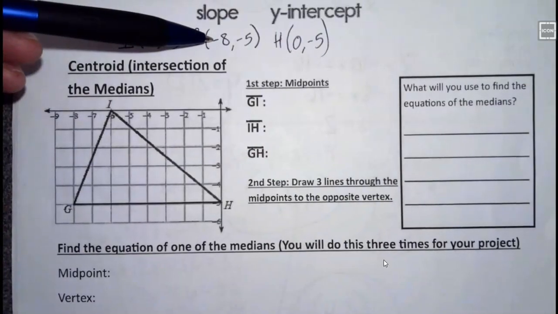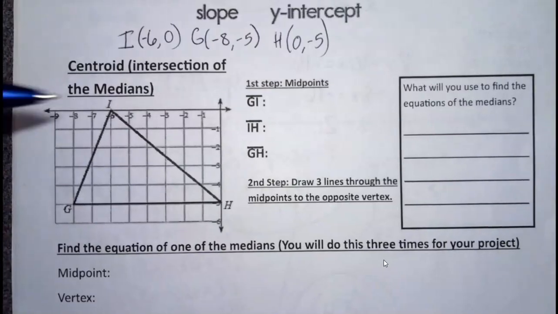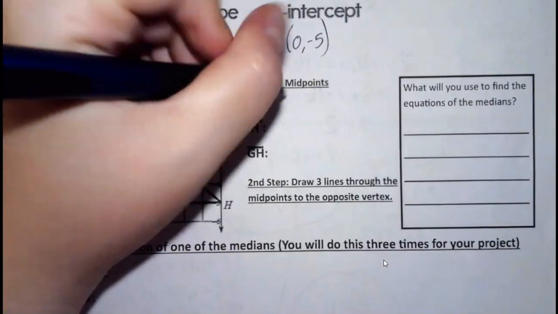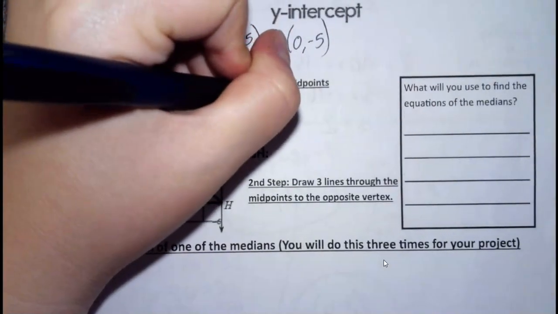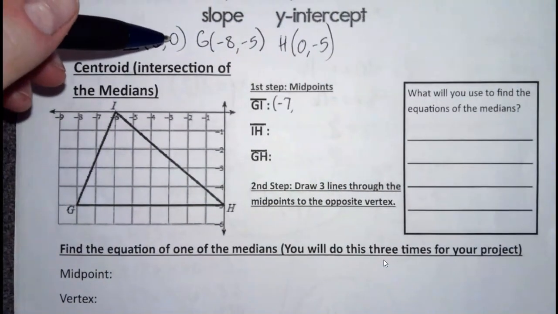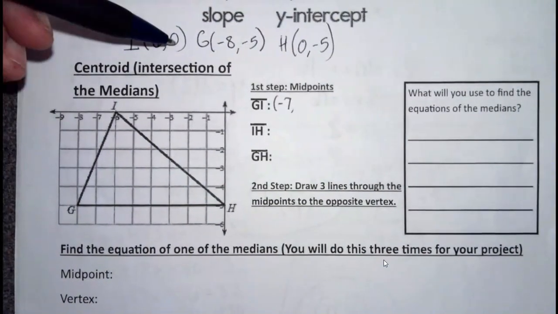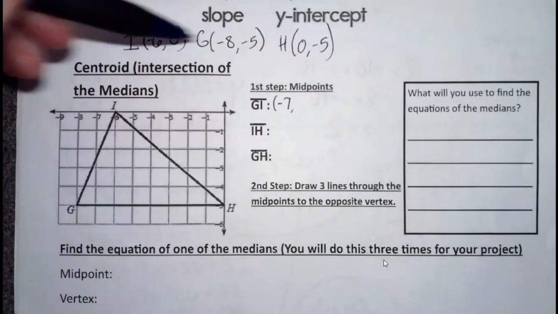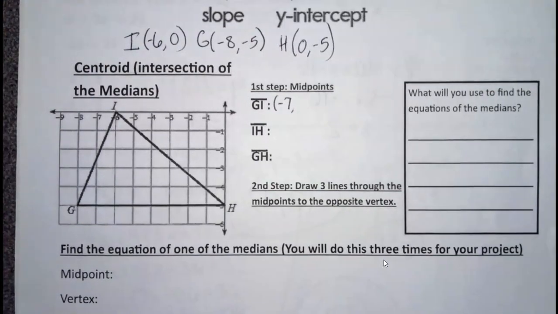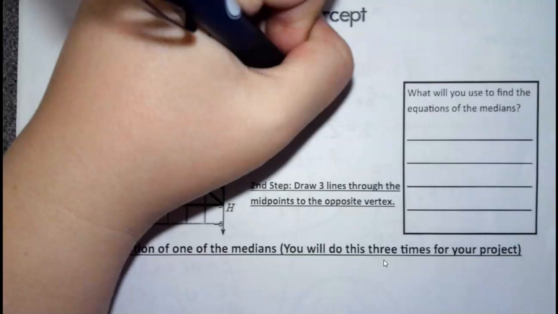All right, so for the midpoint formula, if you're trying to find the midpoint of IG, you'd add -6 and -8 together, you get -14. Cut that in half, you get -7. So the X value for GI should be -7. The Y value for the midpoint of GI is -5 plus 0 is -5. Cut that in half, you're going to get -5 halves.